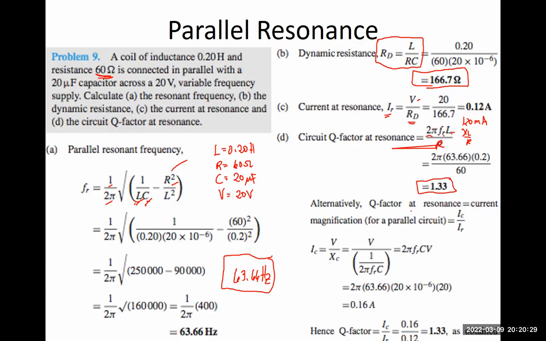So this is just an alternative way of determining the Q factor by using XC instead, because here we used XL. Remember that at resonance, XL is equal to XC.